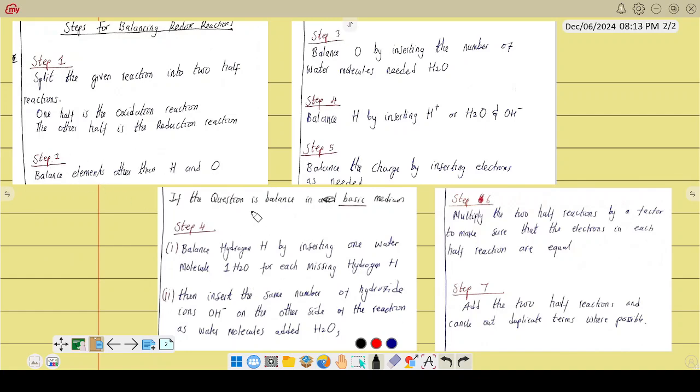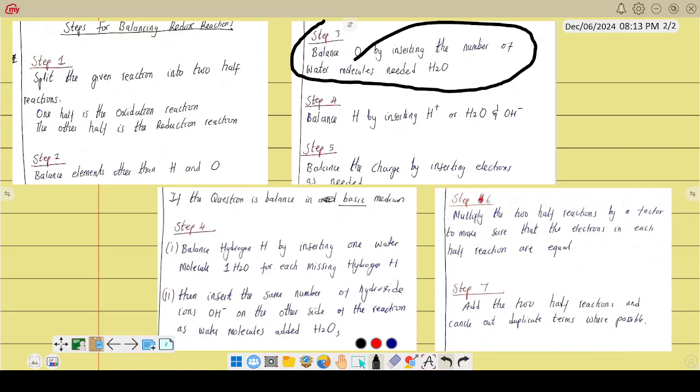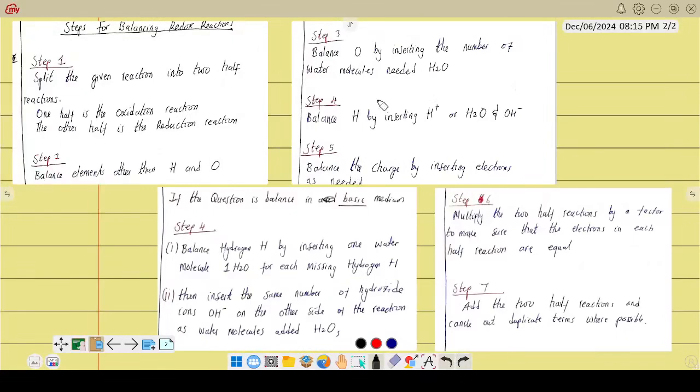So that's step 1 and step 2. And then now moving on to step 3 here. So step 3 is where we balance oxygen. Okay, so nothing much here. So we balance oxygen by adding water. Yeah, we balance oxygen by adding water molecules.